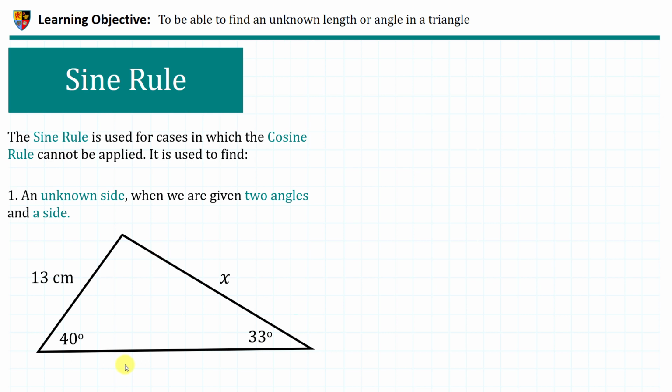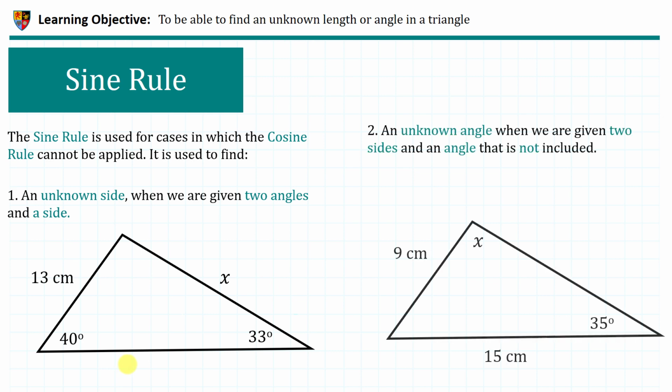Do you have two sides and an included angle? Similarly in this one, we have two sides, but the angle is not included. Can't use cosine rule, so we've got to use the sine rule. You will notice that in both cases for the sine rule, it does involve two angles. Two angles. Okay? So that's a hint as well in terms of using the sine rule.